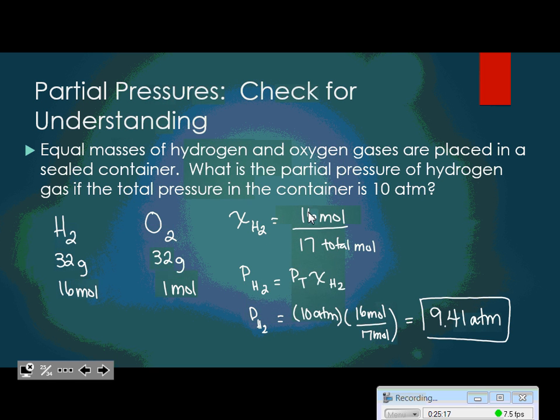So my mole fraction of hydrogen is 16 divided by the sum of the moles, divided by 17. So my total pressure times the mole fraction would be equal to the partial pressure of the hydrogen in that system. And that makes a lot of sense because your total pressure is 10 atms. You have a total of 17 moles of gas in the container. Well, 16 of those 17 moles are hydrogen. So hydrogen should have a pretty big influence on your total pressure since you've got 16 moles of it compared to just 1 mole of oxygen.